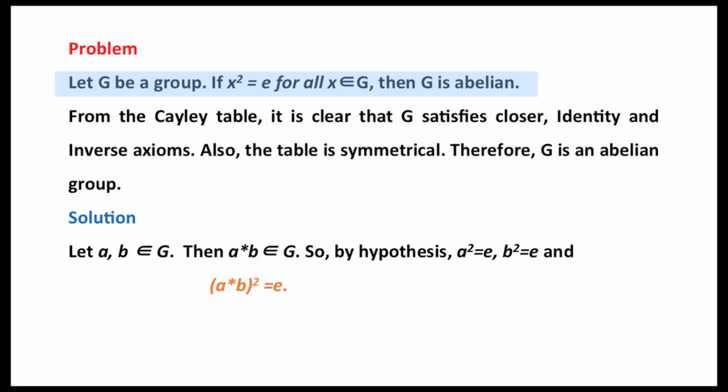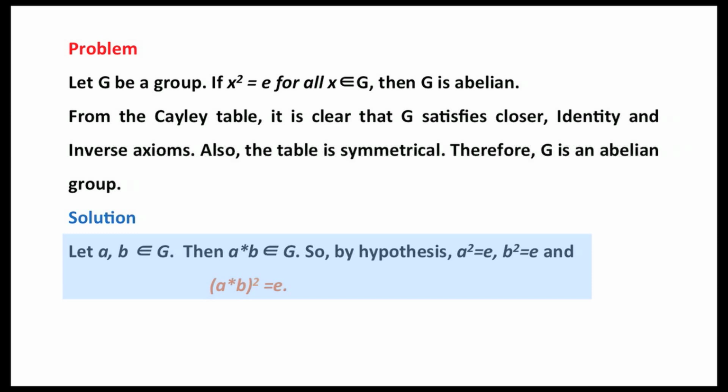We shall see some examples. Let G be a group. If x² = e for all x belonging to G, then G is Abelian. Solution. Let a, b belong to G, then a·b belongs to G. So, by hypothesis, a² = e and b² = e and (a·b)² will be equal to e.